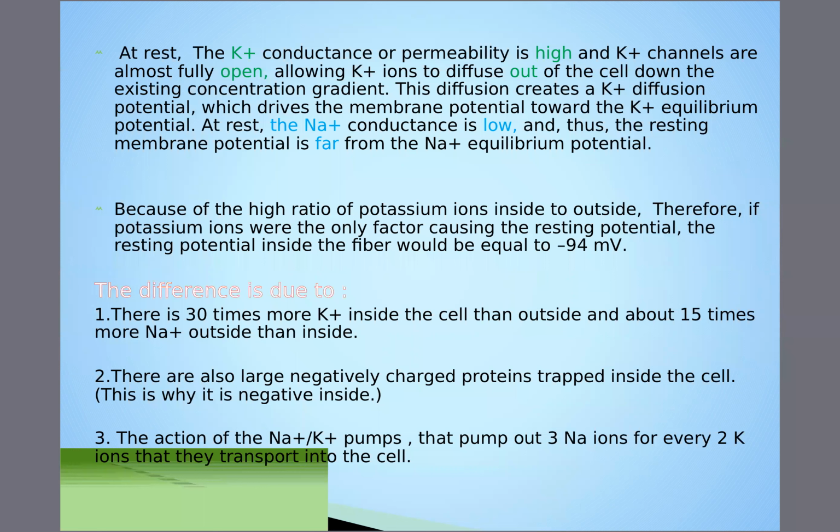This is why the cell is negative inside. We now have two causes so far: the action of the sodium-potassium pump, which pumps out 3 sodium ions for every 2 potassium ions transported into the cells.